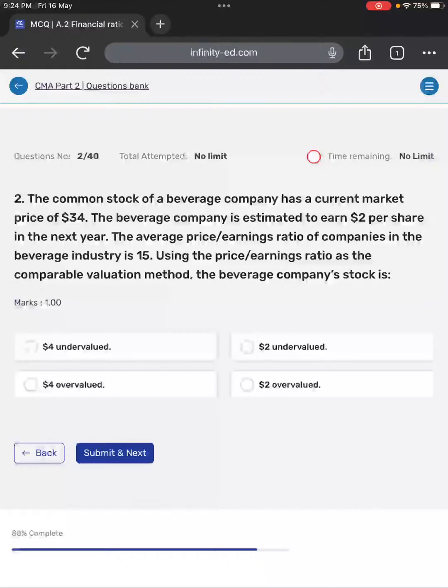If our share value is 30 and it is trading in the market at 34, what does it mean? It is trading higher than our share value, $4 more than the real value of the share. It means overvalued, $4 overvalued.